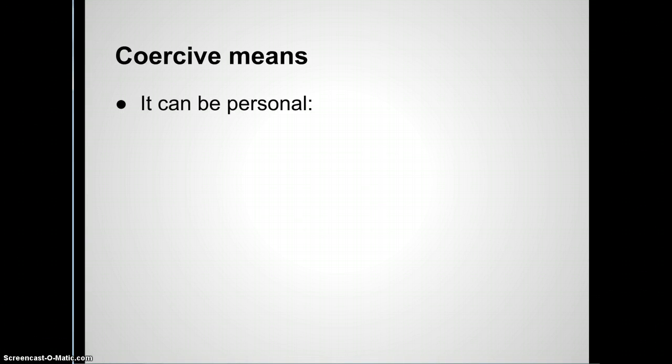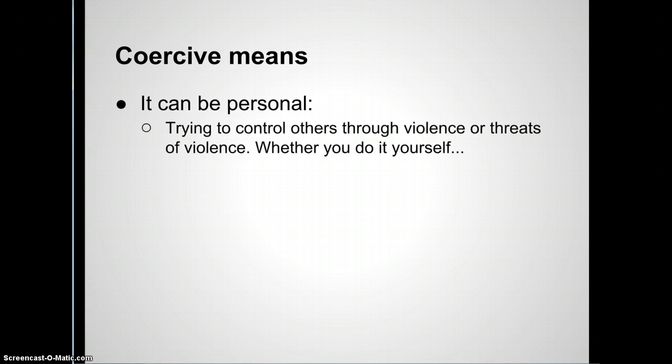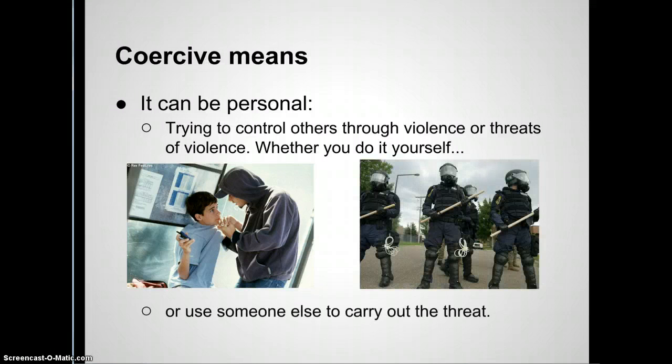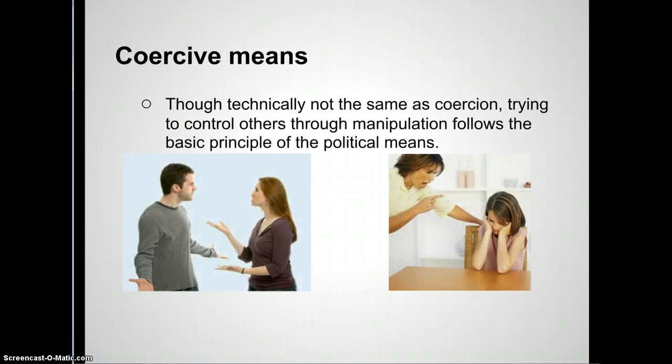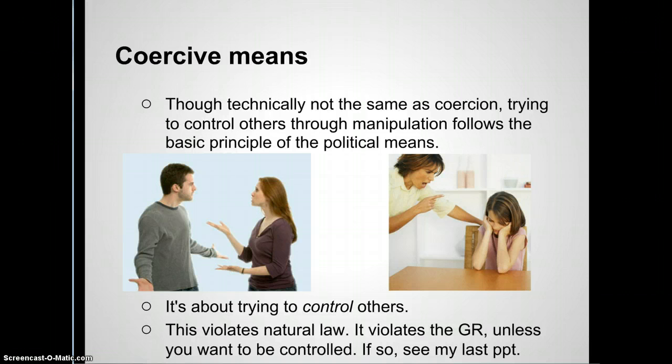The coercive political means can also be personal. Trying to control others through violence or threats of violence, whether you do it yourself or use someone else to carry out the threat. Though technically not the same as coercion, which really must involve physical force, trying to control others through manipulation follows the basic principle of the political means. It's about trying to control others, and this violates natural law. It violates the golden rule, unless you want to be controlled. And if you want to be controlled, please see my last presentation on responsibility.